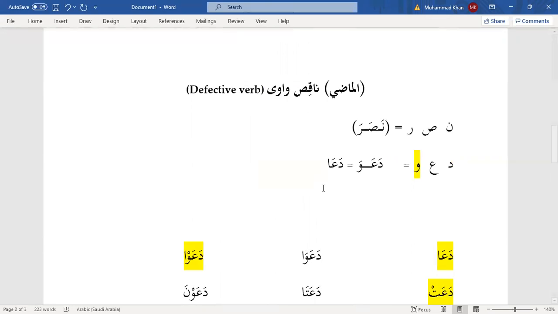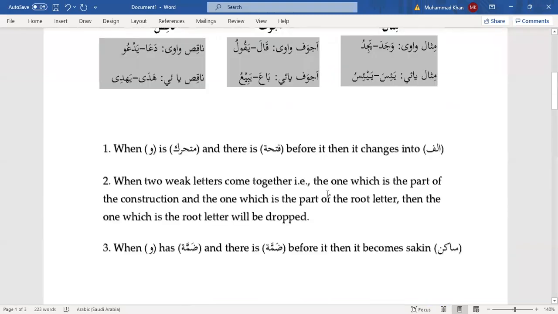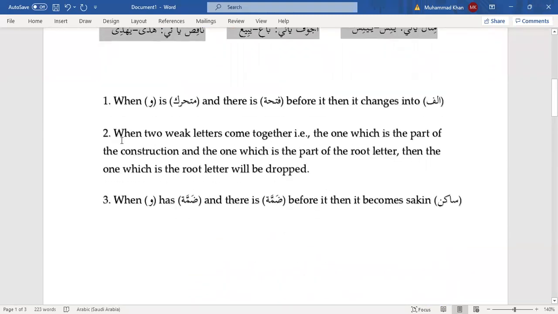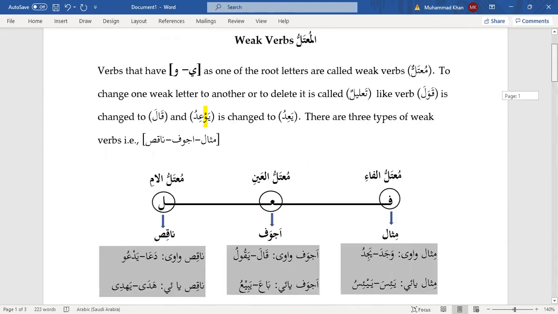Because, I don't want to scare you, but if you open the books of sarf, you will find so many rules, and those rules can be so confusing that they have written around, I think, 10 to 12 rules about naqis wawi and ya'i. So I don't want you to get too much into the rules. I want you to do it practically, because that is ultimately what is going to help us, and that is ultimately going to be implemented in the weak verbs. So these are the rules that I have written over here, only 3 rules. The first one you already know. The second one is the one that is most commonly used, and the third one is also very light and very easy as well. All right, so any questions?